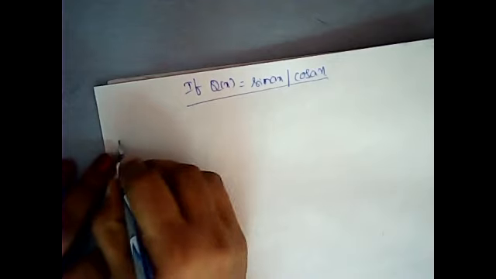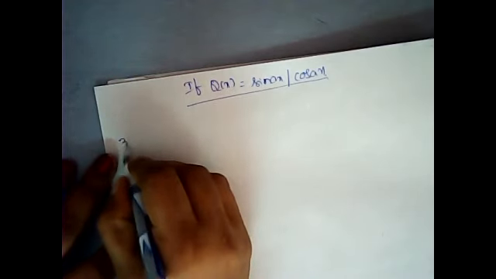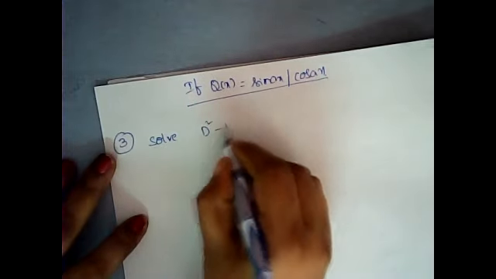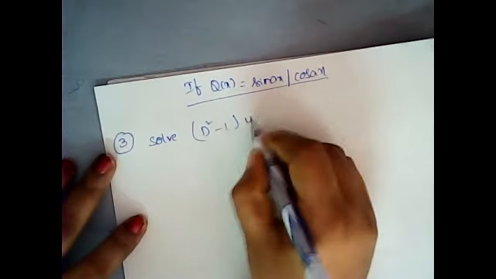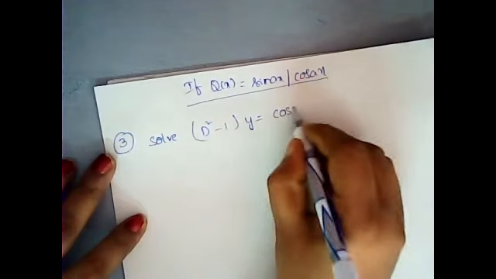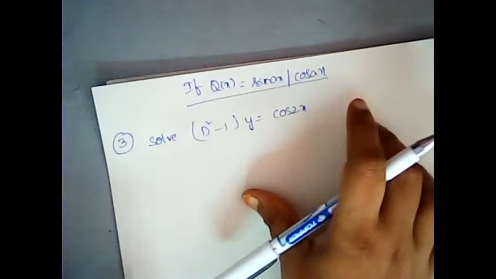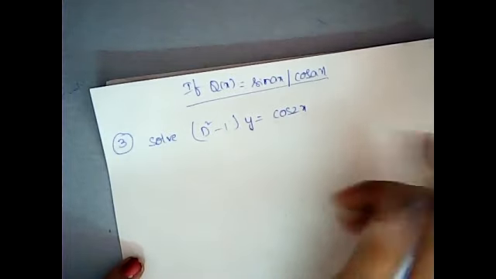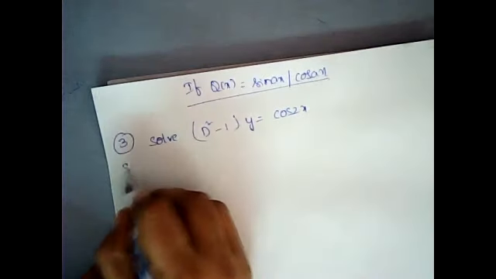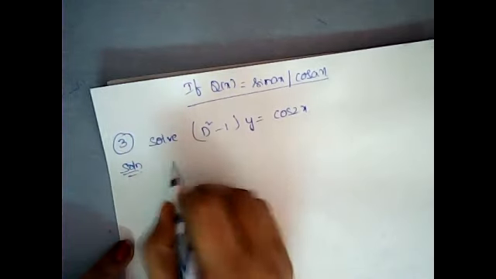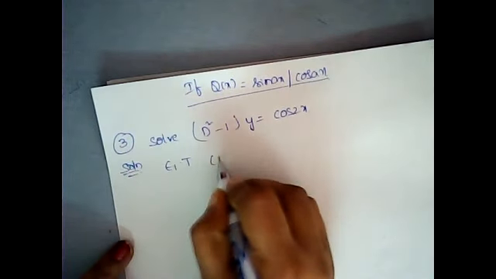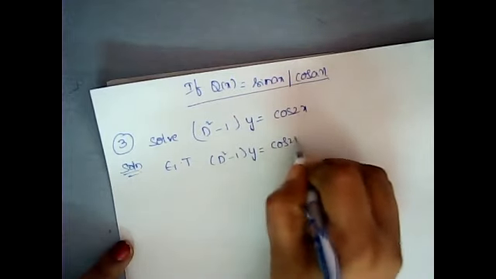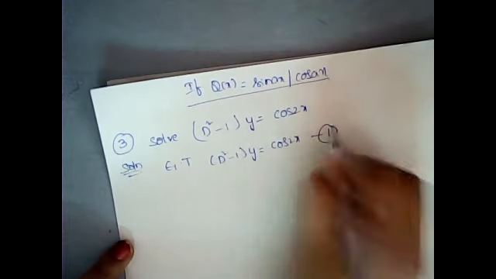So suppose the equation is given to me in this way: solve (D squared minus 1) y is equal to cos 2x. First let me write the given equation. It is given that (D squared minus 1) y is equal to cos 2x. Let me take it as equation 1.